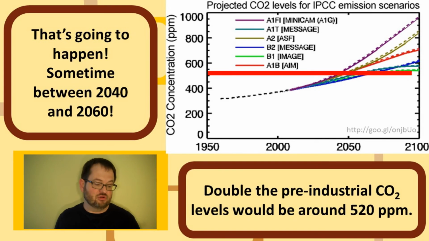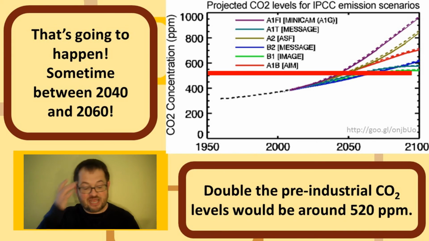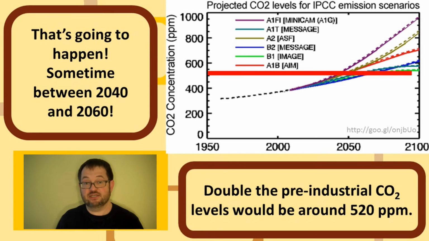We are going to double carbon dioxide. It's going to hit about 520 parts per million. It's going to happen sometime between 2040 and 2060, depending on which of these paths we're on, which emission scenario turns out to be closest to the real world. But all of them, even the most sunshiny, rosy, green solution ever, we are going to double carbon dioxide. We can't stop that. It's just when does it happen? 2060, 2040?